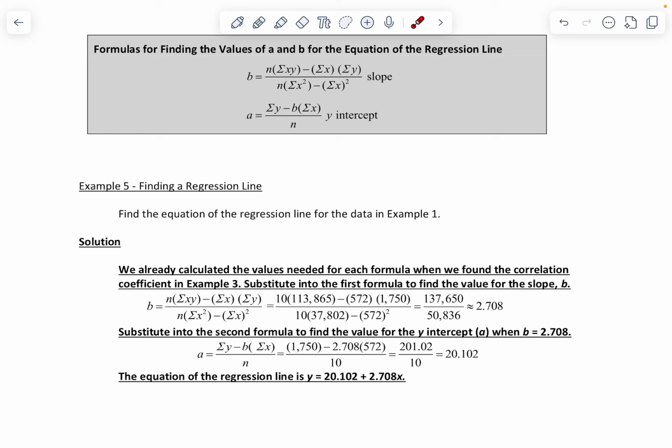Then I substitute into the second formula to find the value for the y-intercept, which is a. For this one, you need sigma x and sigma y from the table from example 3. And then b is what we just calculated right here, the 2.708 value, and we divide by n, which is 10. That works out to be about 20.102. So the equation of the regression line then is y equals 20.102 plus 2.708 times x. Okay.